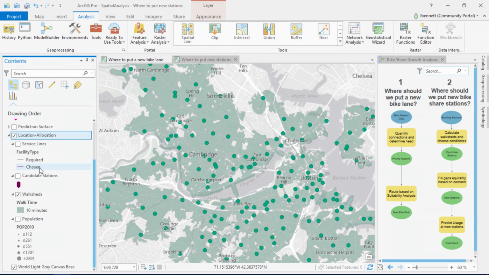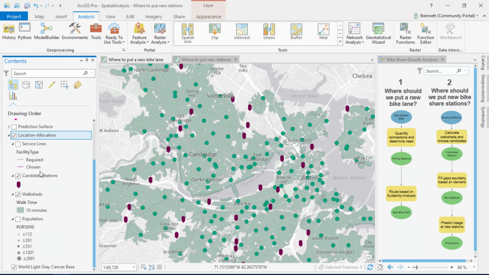Next, we want to figure out where to put new stations throughout the city. One of Boston's priorities for locating new stations is providing equitable access, ensuring that everyone is within a 10-minute walk of a bike share. Looking at these 10-minute walk times, we can see that there are some gaps in coverage, which is where we'll put our candidate stations.